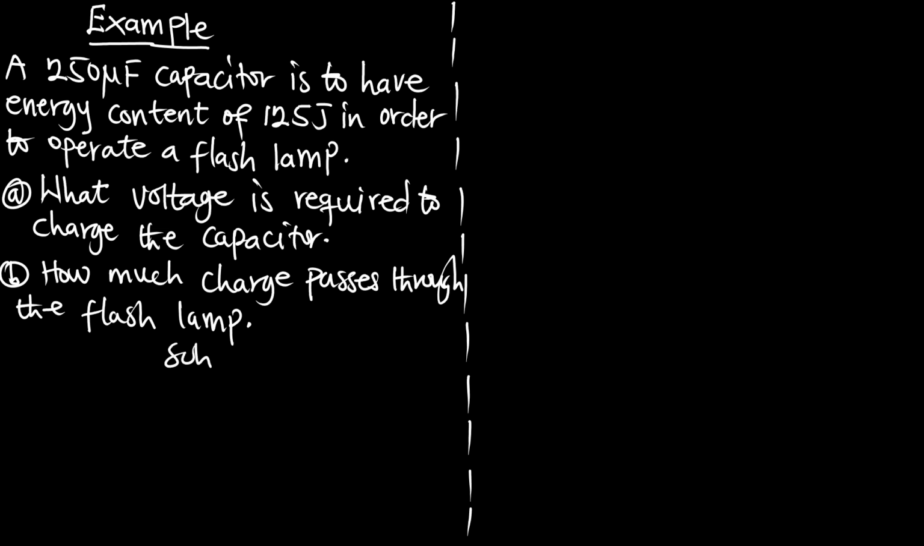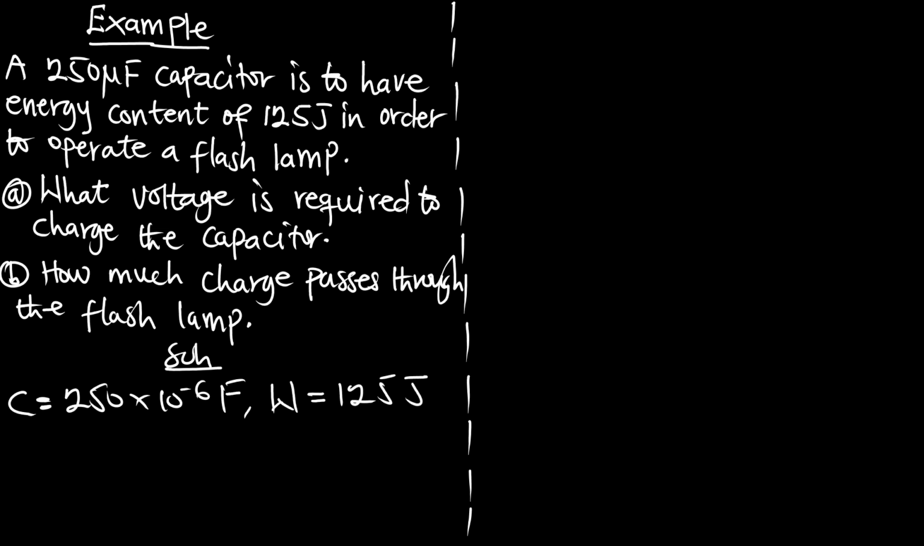So straight away, let's look at the content of the parameters. Now we have our C, which is the capacitance of the capacitor, to be 250 microfarad. Are we okay? Now we also have the energy content. The entire capacitor is able to store energy as 125 joules, and we are to find the voltage V, which is being applied to the terminals of the capacitor.